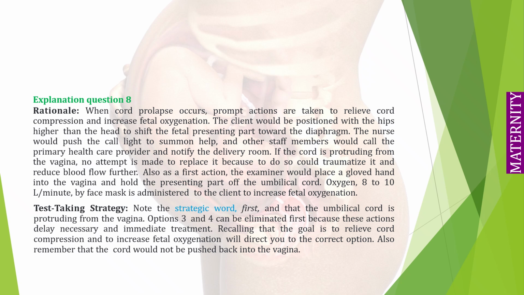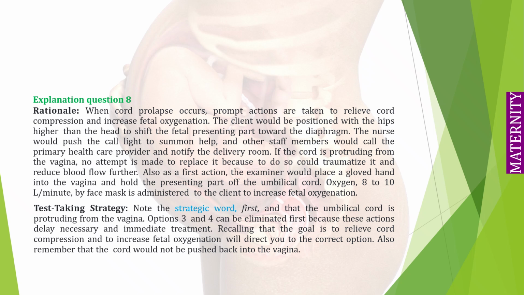If the cord is protruding from the vagina, no attempt is made to replace it because to do so could traumatize it and reduce blood flow further. Also, as a first action, the examiner would place a gloved hand into the vagina and hold the presenting part off the umbilical cord. Oxygen, 8 to 10 L/minute, by face mask is administered to the client to increase fetal oxygenation.